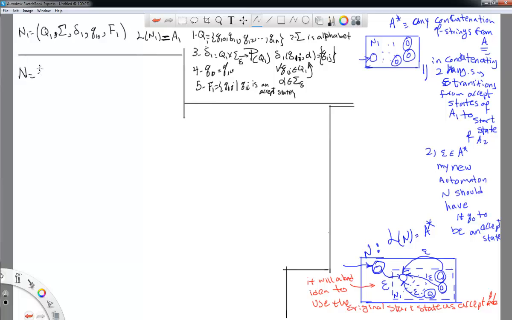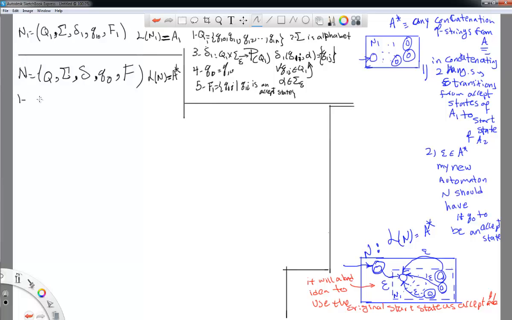So the new automaton N is going to be a non-deterministic finite automaton made of, again, the 5-tuple Q, Sigma, delta, and then q sub 0. This is now my q sub 0, the start state of my constructed or modified automaton, and F, the set of its accept states. And I want to pose that the language of N is going to be A star. So now I want this new automaton to recognize A star. So I need to construct it. So how am I going to do that?